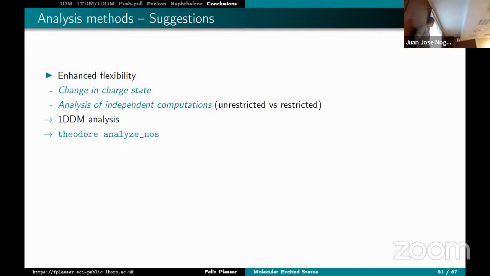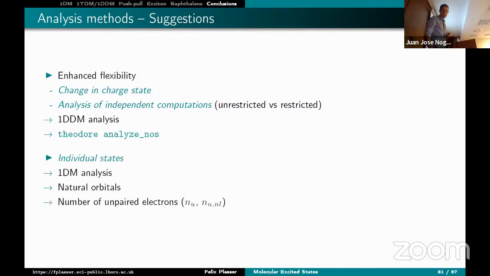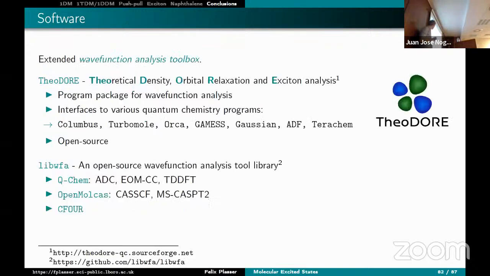This script. I guess I'm all ready. Yeah, that's an individual state. Then we use the density matrix, of course, like in these natural orbitals or unpaired electrons. Okay. I also wanted to mention the software. So we'll be running stuff with Theodore later on.